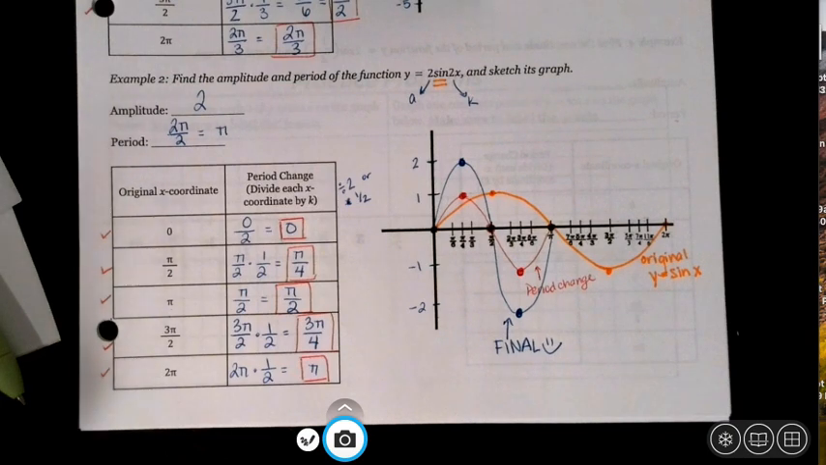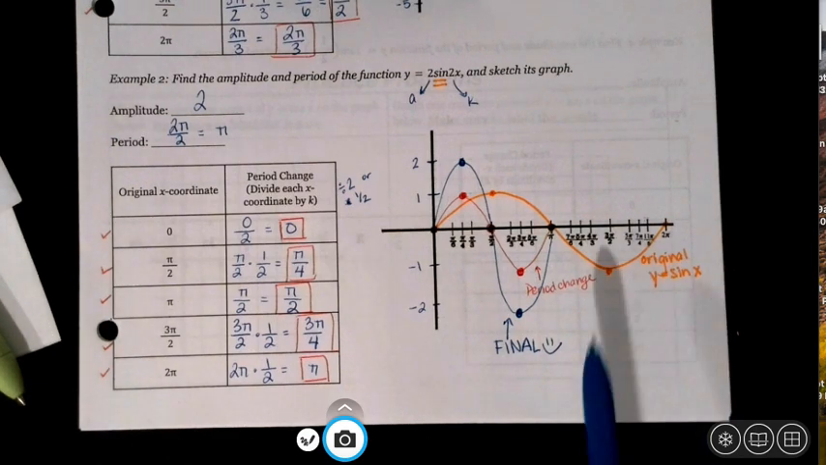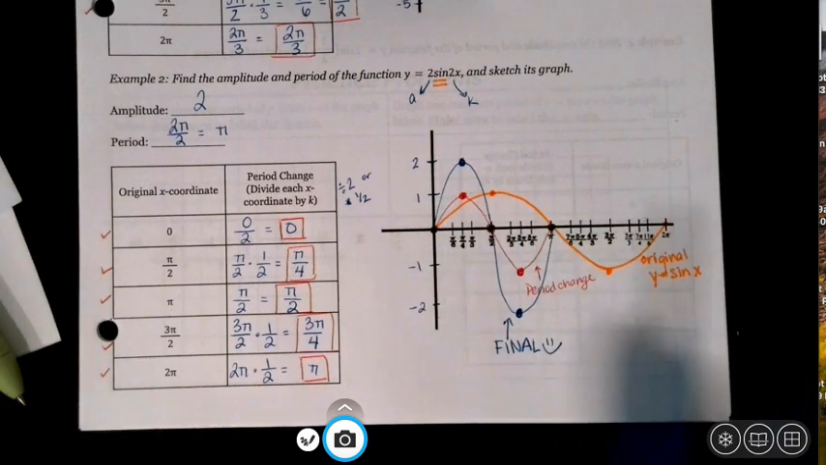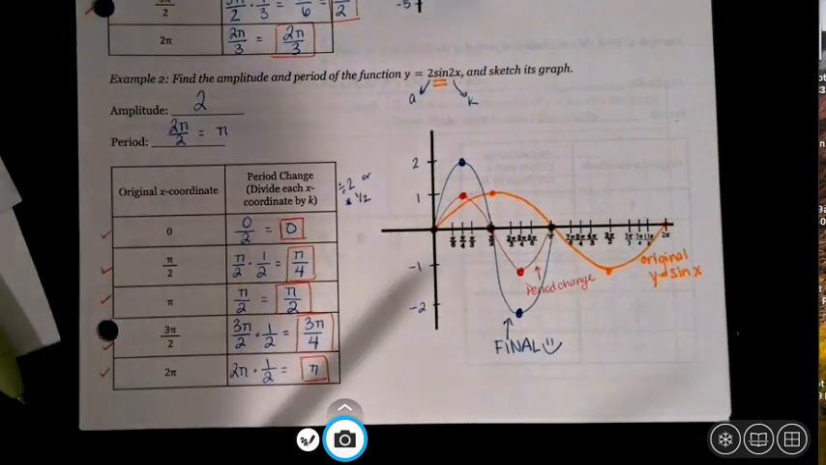On your test, I will need you to label whatever one your final curve is so I know which one I'm looking at, especially if you show multiple. If you only show one curve, then I'll just grade the one curve, but if you're doing the original and then you're moving it, I need you to label it. All right, we're going to keep going.